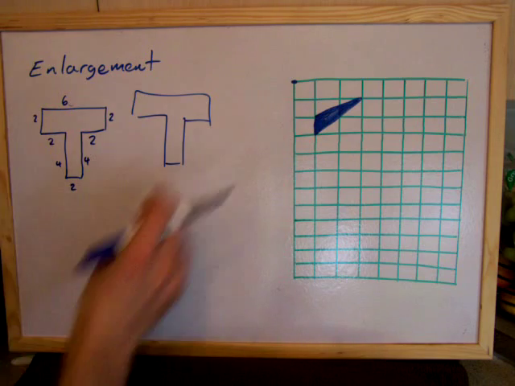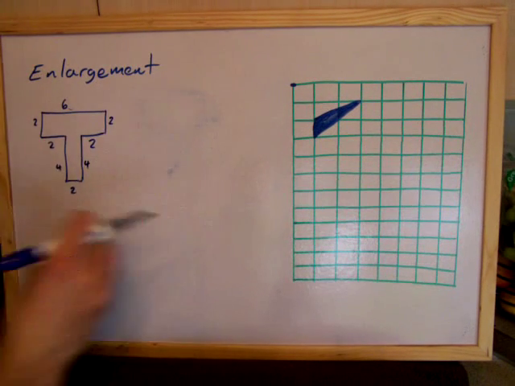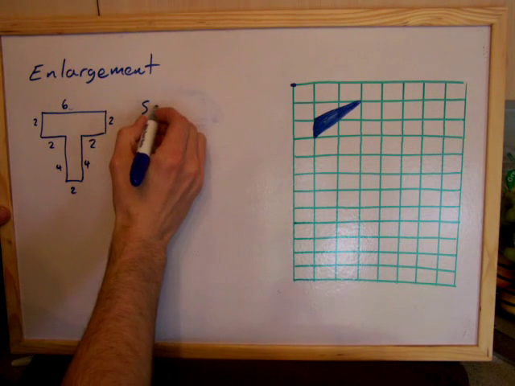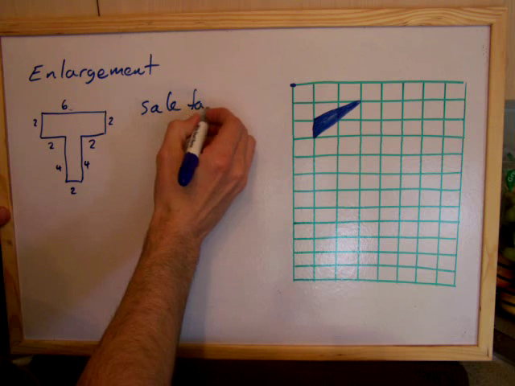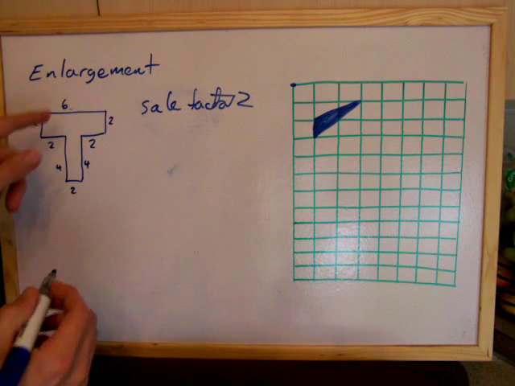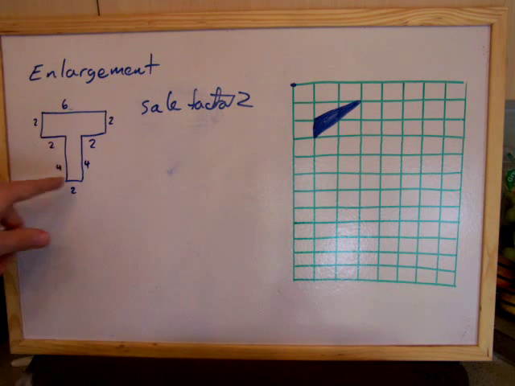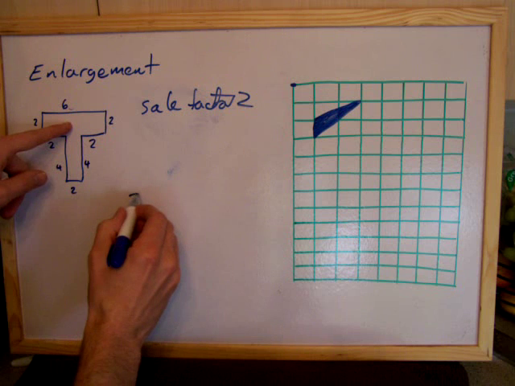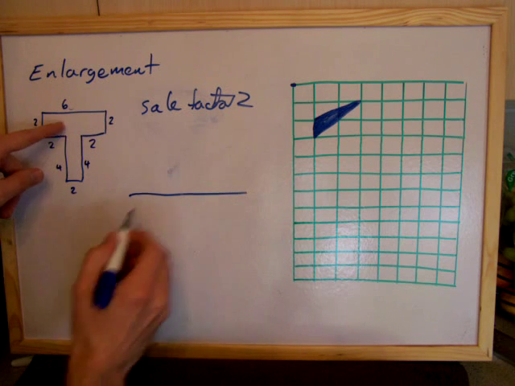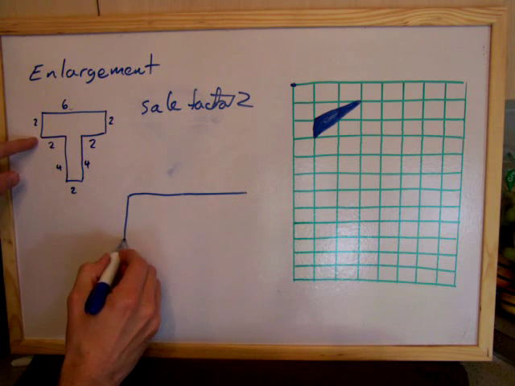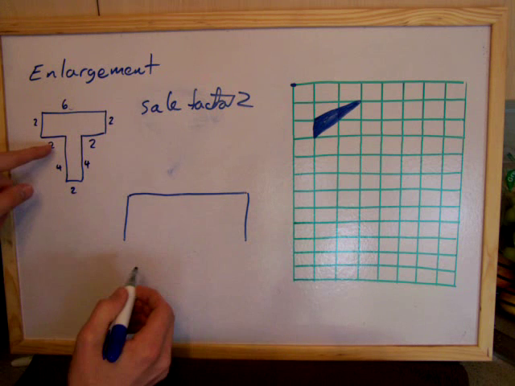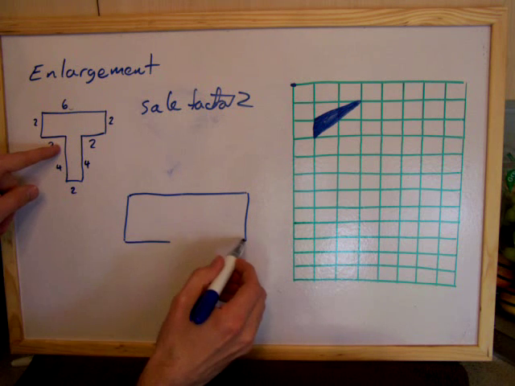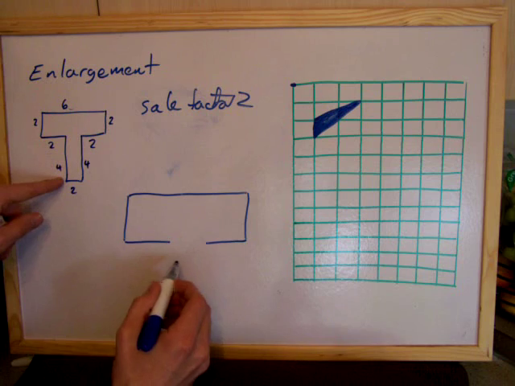Okay, it's a terrible drawing of it, but you get the idea. Here I'm going to use a scale factor 2, so that means I double every side, 2 times every size. So my new T is going to be 6 across, it's going to be 4 down on either side, it's going to be 4 back in, okay, then it's going to be 8 down.